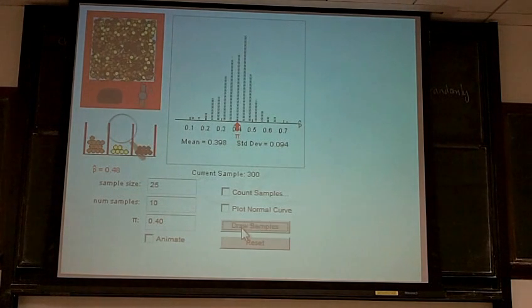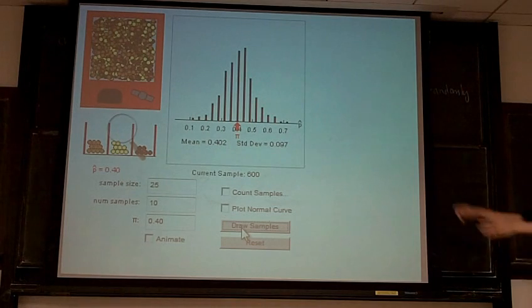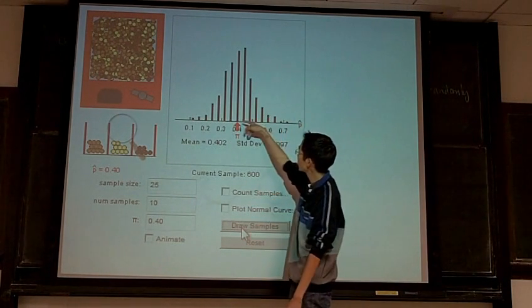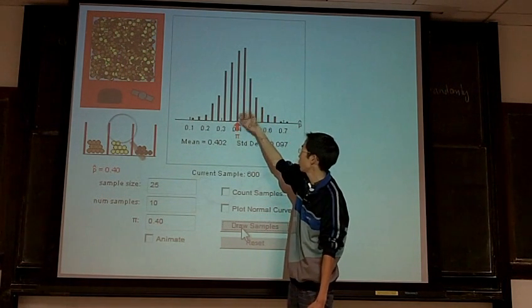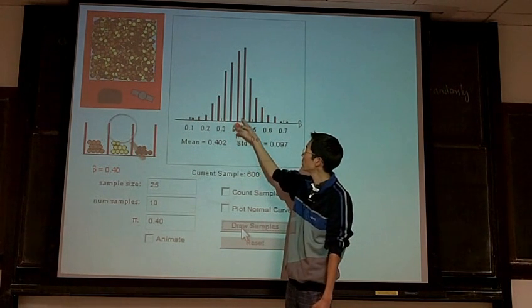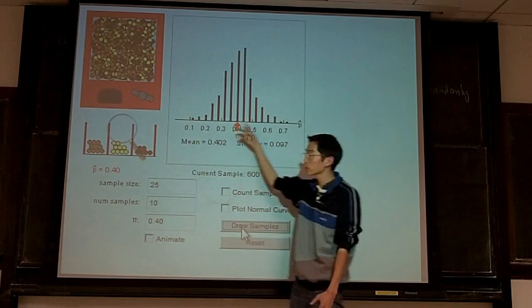So I'm taking lots and lots of samples. After 600 samples, all the dots kind of merged into bars now. We can see a lot of the samples came out close to 40%. A few had a few more, and a few had a little bit less.